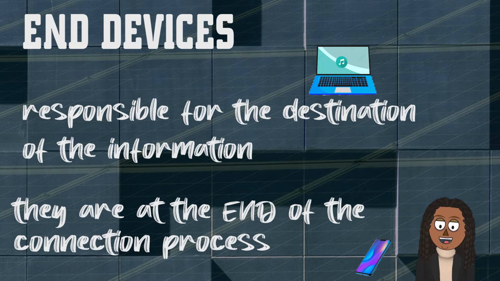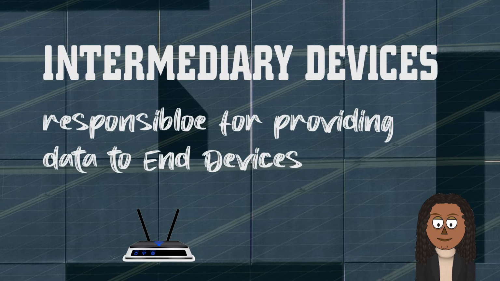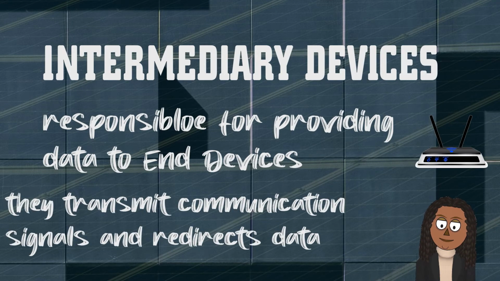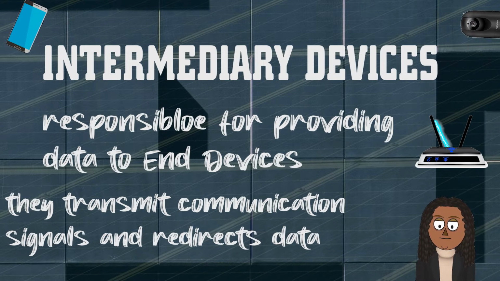Now, none of the devices that are in between this process, like the routers or the modems, are end devices. Those devices are intermediary devices. And those devices are the ones that are responsible for providing data to the end devices. They all have some form of repeater functionality that generates and transmits communication signals on the network.